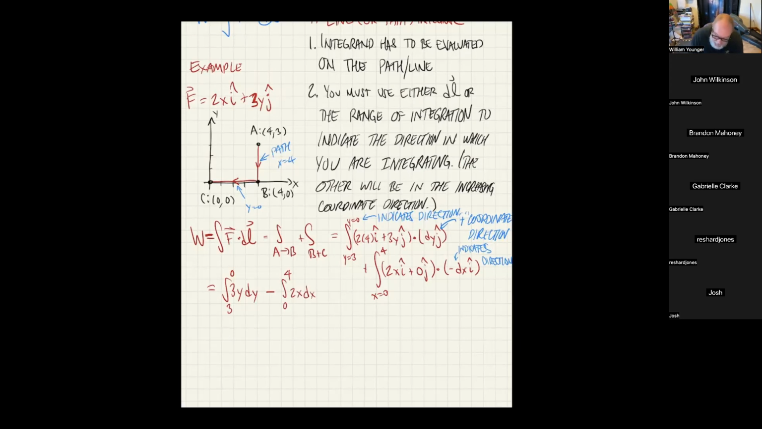So what I'm going to get now is the integral of 3y, which is 3 halves y squared from 3 to 0, minus, now this one's going to become 2 halves x squared from 0 to 4. So 3 halves times 0 minus 9, minus 2 over 2 is just 1. So this is going to become 16 minus 0.